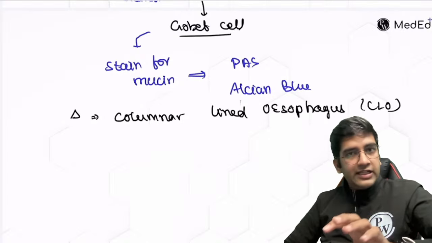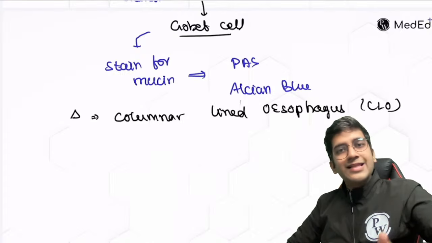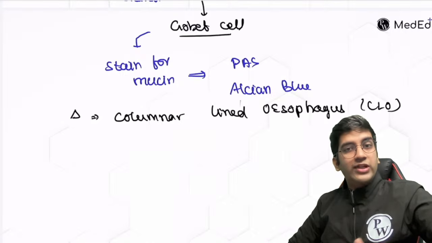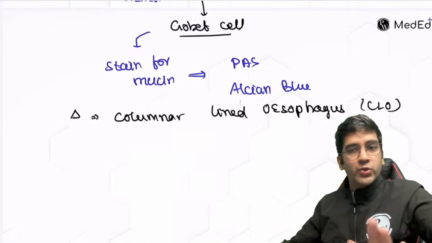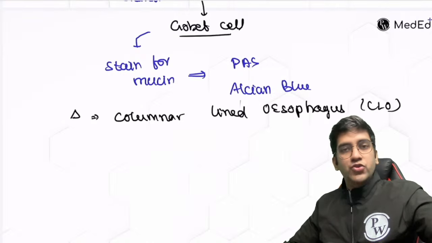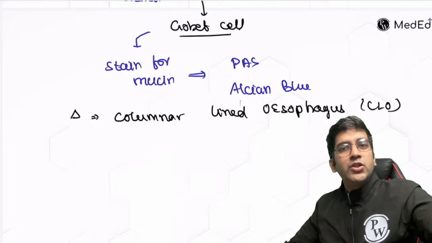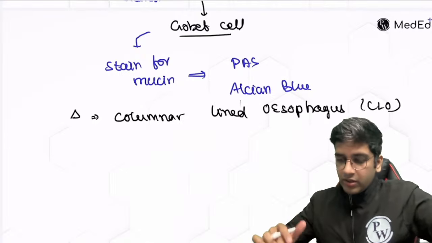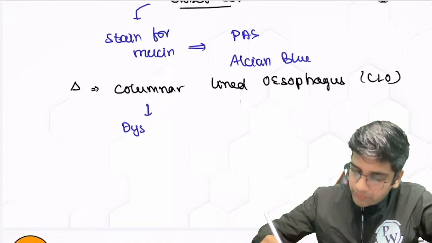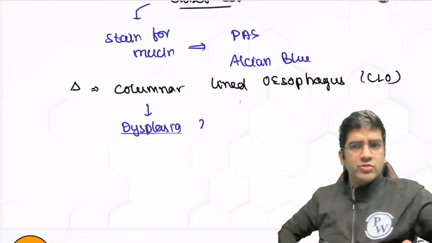So I know it's a columnar lined esophagus because this is the latest WHO approved terminology. Rather than reporting Barrett's, I use the term columnar lined esophagus. The older term was intestinal metaplasia. If you want to mention it, you can mention it, right? Like I said, my workup is not yet complete. The surgeon must have done a biopsy to see if it has become a carcinoma or not, right? The next thing for me is I have to look for dysplasia. Whether dysplasia is present or not is the next question that has to be seen, right?